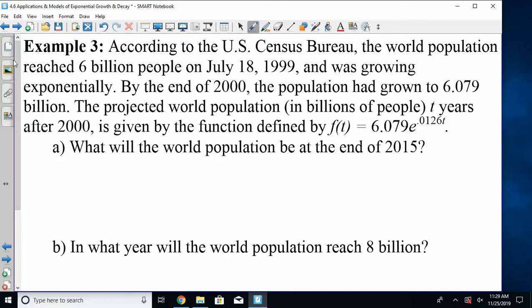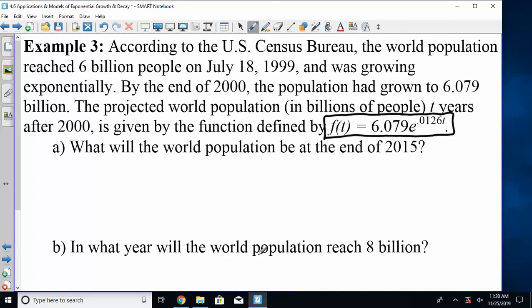Okay, according to the U.S. Census Bureau, the world population reached 6 billion people on July 18, 1999 and was growing exponentially. By the end of 2000, the population had grown to 6.079 billion. The projected world population in billions of people, t years after 2000, is given by this equation. So really, that's the important part here. They gave you some of the background on how they developed that equation, what numbers they were using, but the important piece here, that's our function. t is the time after 2000, and f of t represents the population. What will be the world population at the end of 2015?